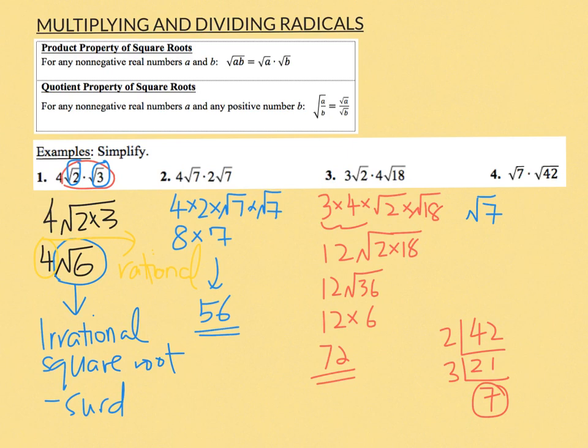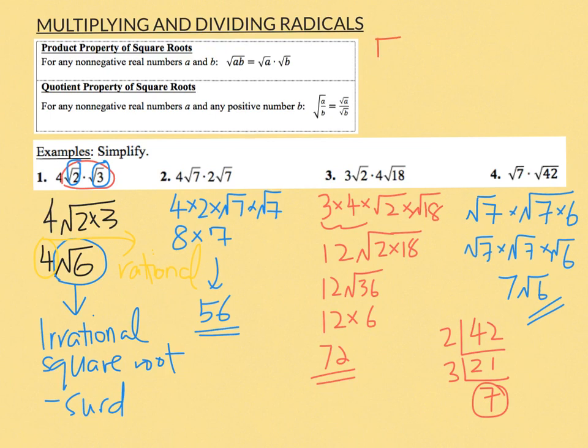So let's see what I mean here. From here you can write square root of 7 times 7 times 6, and I can break it up now: square root of 7 times square root of 7 times square root of 6. Of course, square root of 7 times square root of 7 will give you 7, so the final answer is 7 root 6.